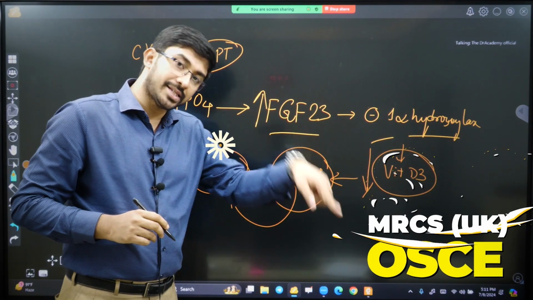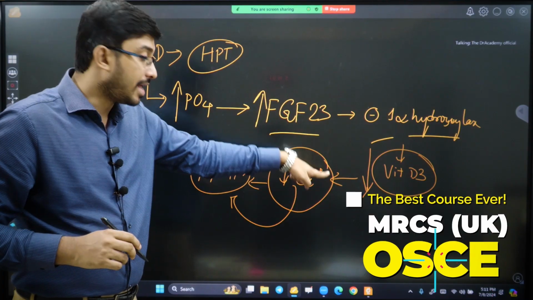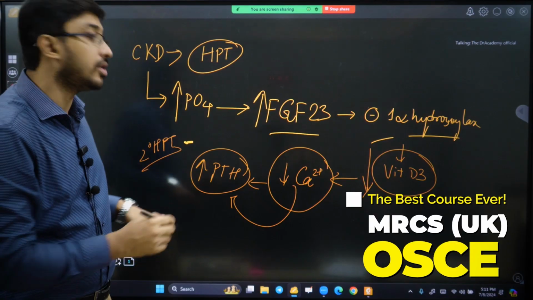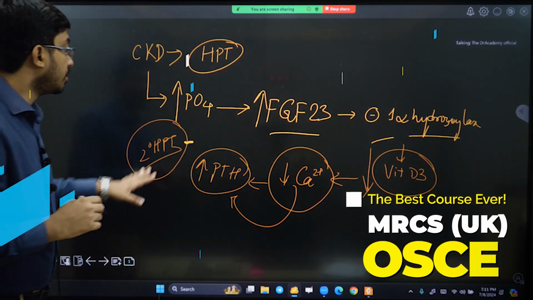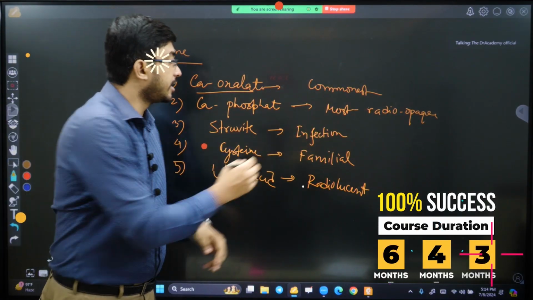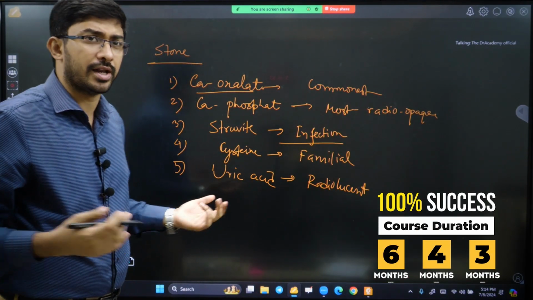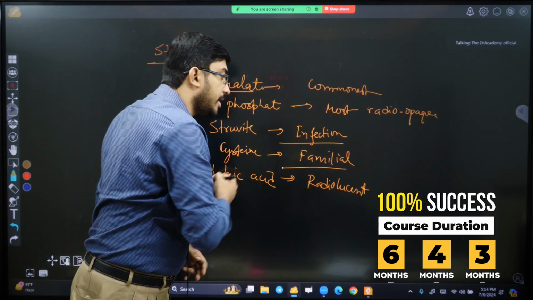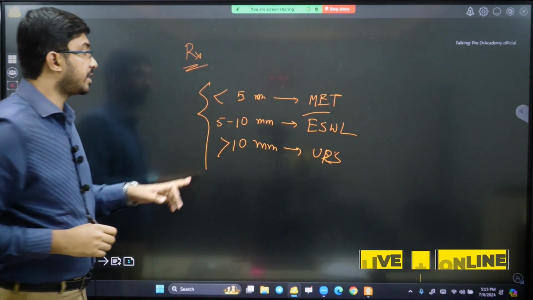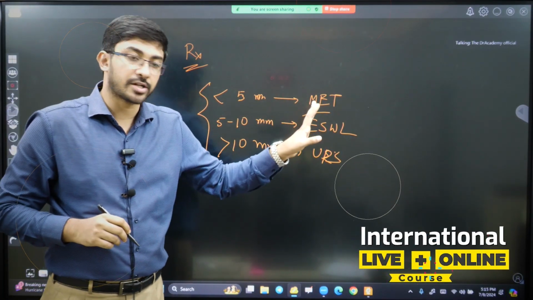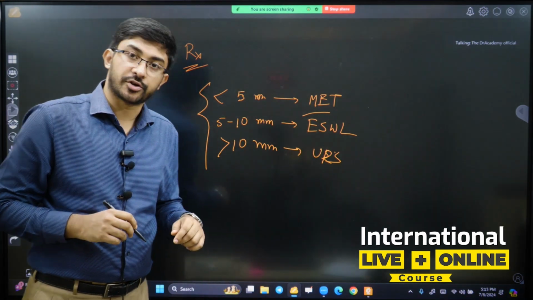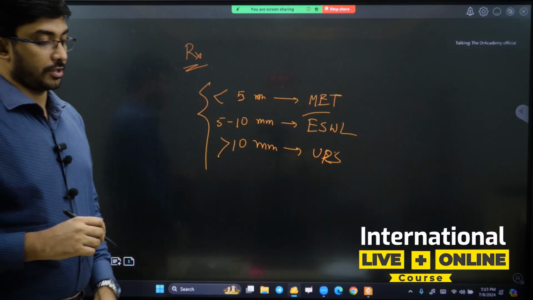The parathyroid hormone itself increases, causing hypercalcemia. And when hypocalcemia causes increase of parathyroid hormone secretion, this is called secondary hyperparathyroidism. Calcium oxalate, the commonest one. Calcium phosphate, most radio-opaque. Struvite, related with infection with E. coli, Proteus, Klebsiella. Cystine stone is familial, and uric acid is radiolucent. So this is the treatment of ureteric stone. Less than 5 mm, medical expulsion therapy. 5 to 10 mm, SWL, and more than 10 mm, ureteroscopic removal of a stone.